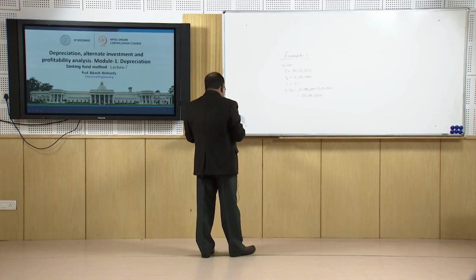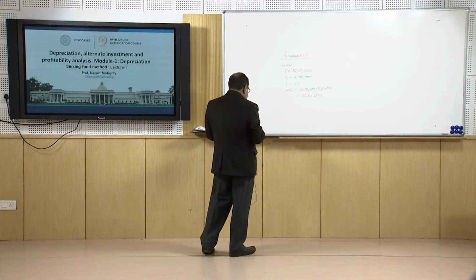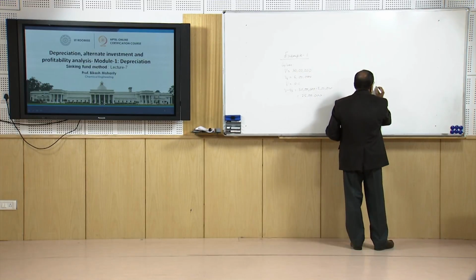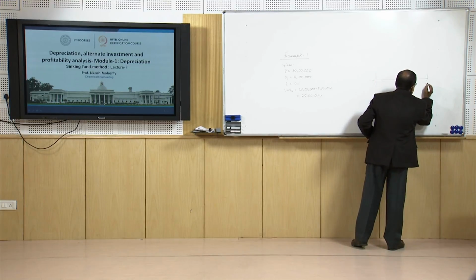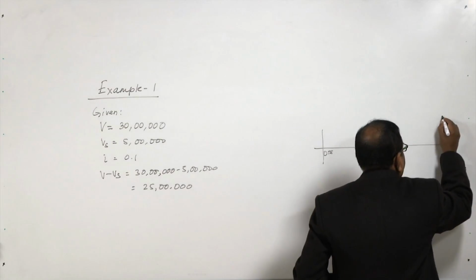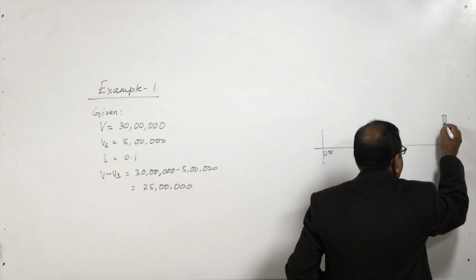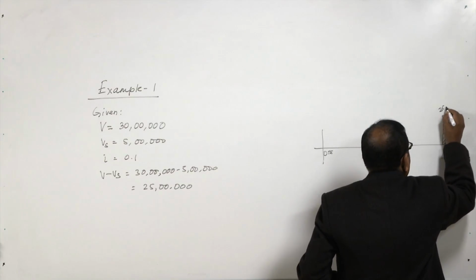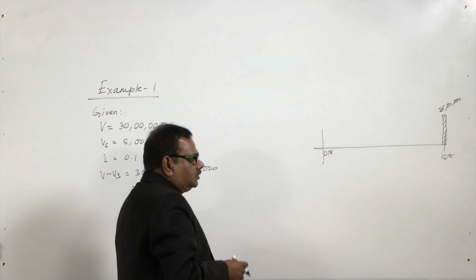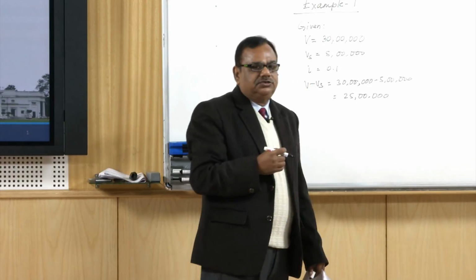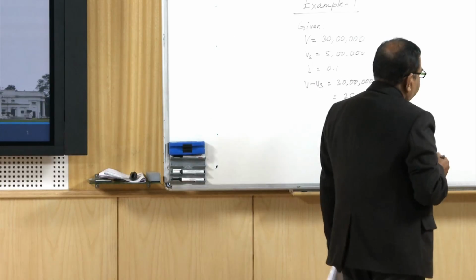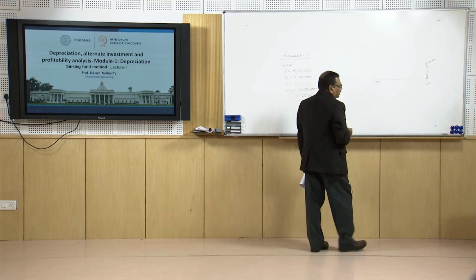The 25 lakh cost should be accumulated at the end of the 10th year. This 25 lakh is needed at the end of the 10th year. If this is the 10th year, this is the 0th year. So, here I want a sum of 25 lakh. So, this 25 lakh is a future value, and what I will get each year is an annuity.